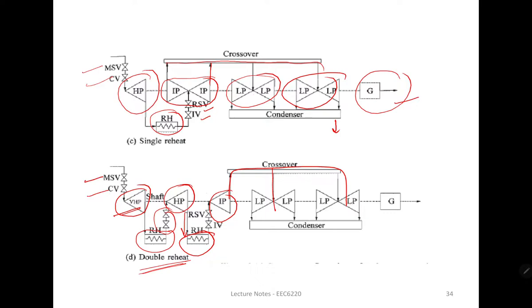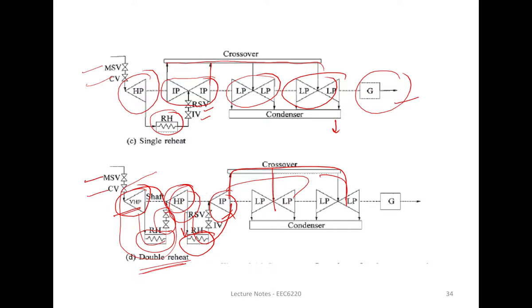Okay, we have just this much added here. Okay, very high pressure we are reheating, then to the high pressure, then again reheating, we are giving to the intermediate pressure, then through the crossover we are giving to the low pressure turbine. Okay, so this is a double reheat model.